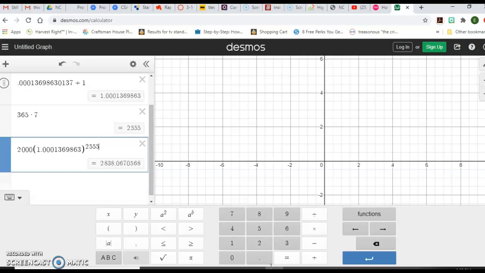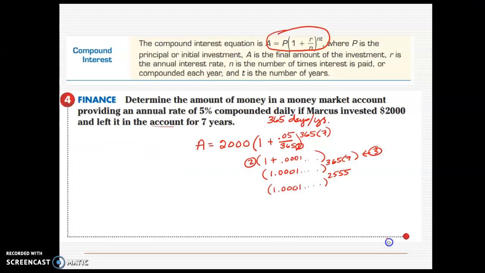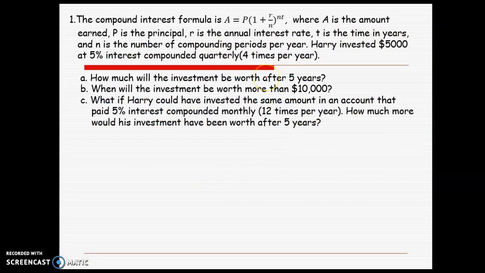2838.07. You want to round it off to hundredths because you're talking about money, so you go with cents. 2838 and 7 cents. And there's your answer. Okay, so it's not that hard. It's just getting it into your formula first. If you can get it into your formula, you can calculate it pretty easily.